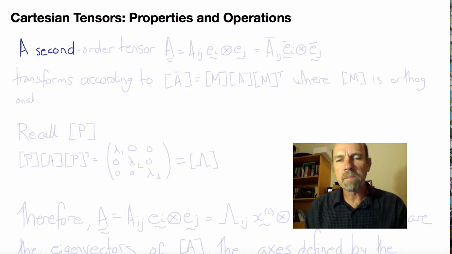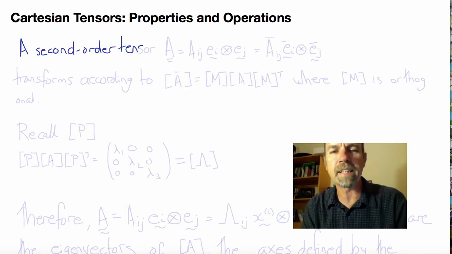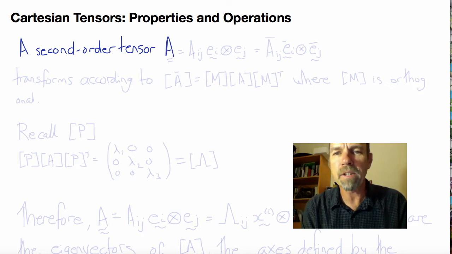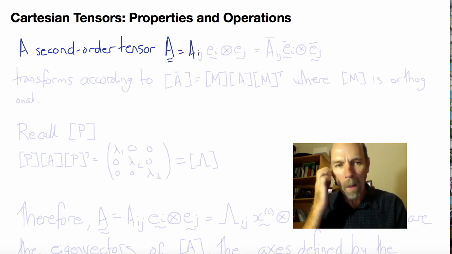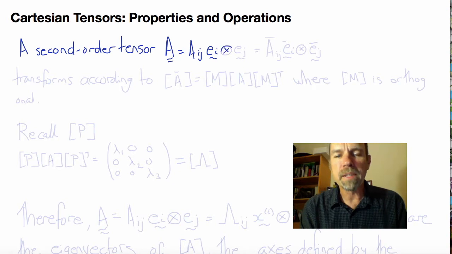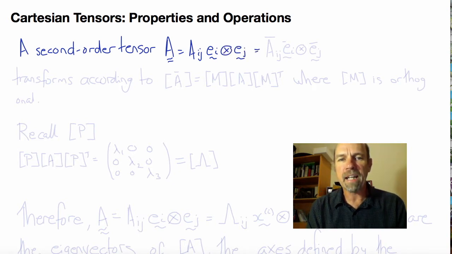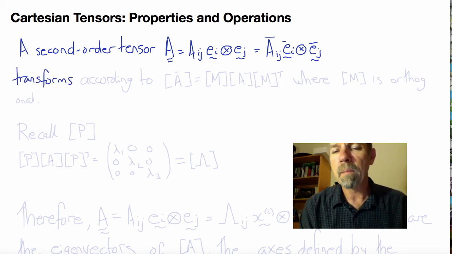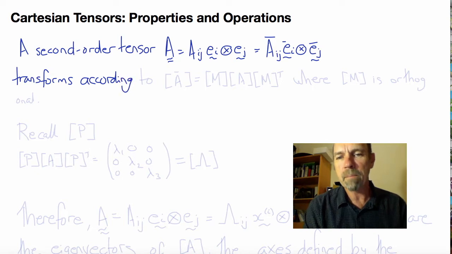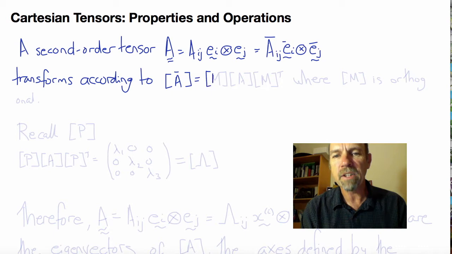Welcome back. Today we're going to talk more about Cartesian tensors, their properties and some of the operations that can be performed on them. So to remind you, a second order tensor A with components aij can be expressed as aij times the unit dyads ei dyadic ej, and therefore in a different coordinate frame ei bar, the components would be aij bar, and we could write the tensor as aij bar, ei bar dyadic ej bar.